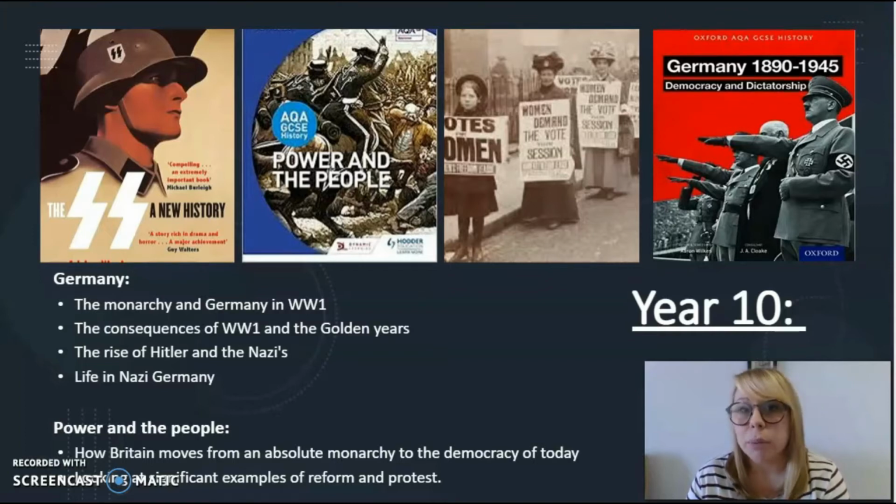The second topic that we do in year 10 is called Power and the People. This is focused on how Britain goes from an absolute monarchy in the Middle Ages to the democracy that we have at present day. So we look at all of the different groups of people and activists that try to change the system. It starts with things like the Magna Carta, we go on to the English Civil War, and then in the 20th century we look at how protest and in some cases riots, for example Notting Hill, are forcing the government to change their ways and think about the equality and the rights of the people. So that's what we do in year 10.